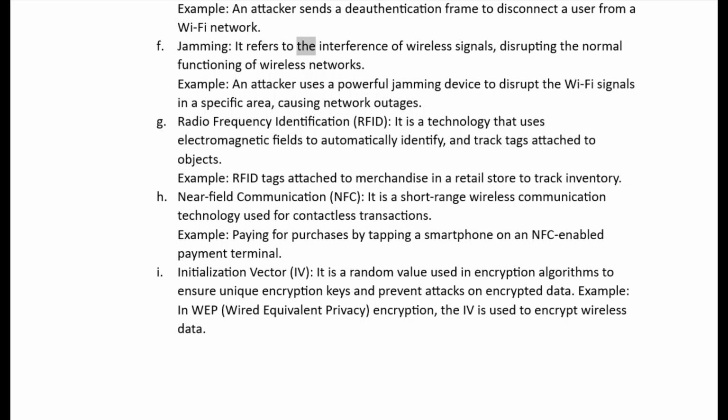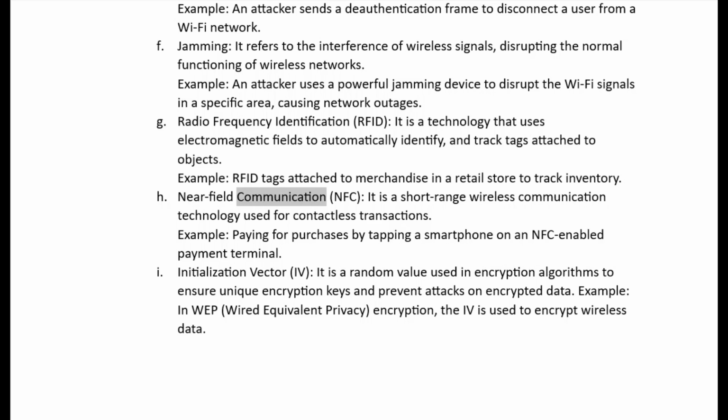Jamming. It refers to the interference of wireless signals, disrupting the normal functioning of wireless networks. Example, an attacker uses a powerful jamming device to disrupt the Wi-Fi signals in a specific area, causing network outages. Radio frequency identification, RFID. It is a technology that uses electromagnetic fields to automatically identify and track tags attached to objects. Example, RFID tags attached to merchandise in a retail store to track inventory.